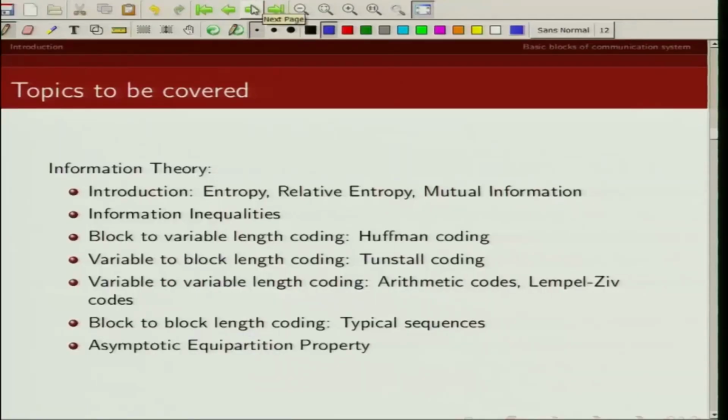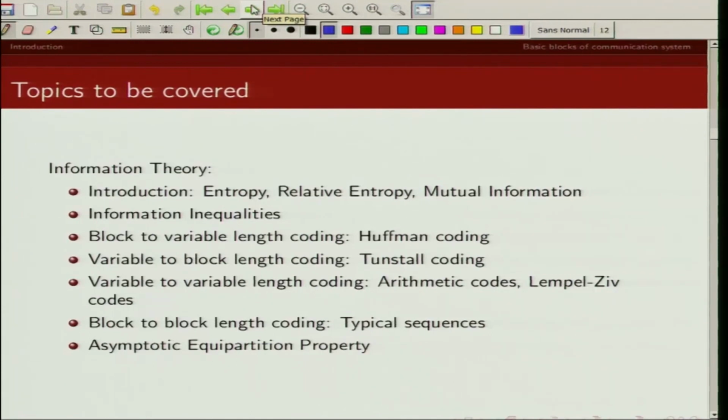So when we do block to block length coding, we will try to assign individual code words to all those sequences which are more likely to happen, which we call typical sequences, and of course for all other non-typical sequences we will just assign one particular code word. So when we transmit a typical sequence, the decoder will be able to decode that sequence, whereas for a non-typical sequence we would not be able to distinguish what sequence was transmitted, and hence this is an example of a lossy source compression.